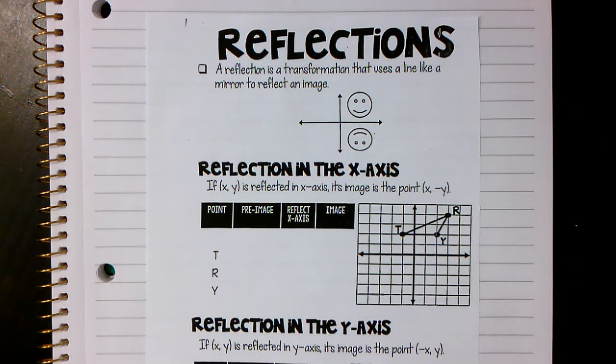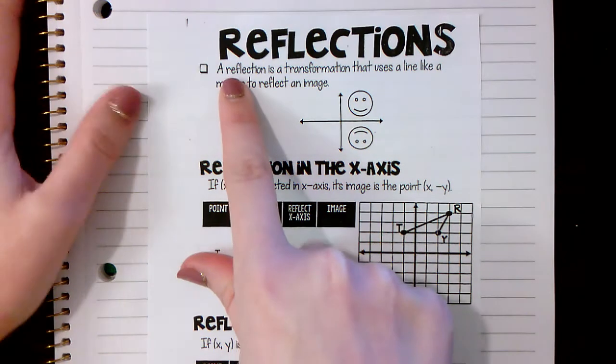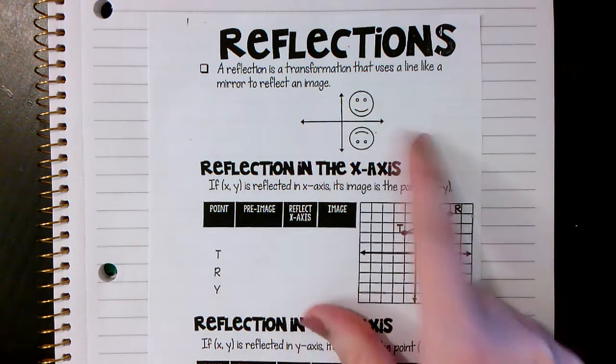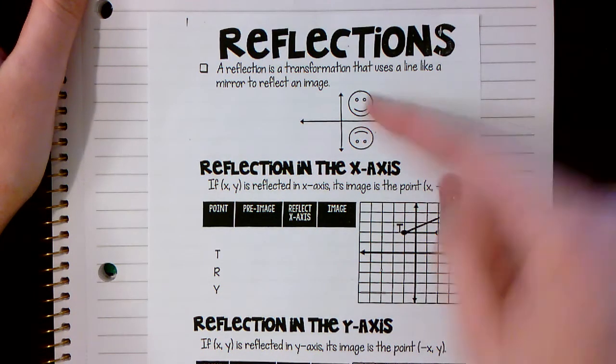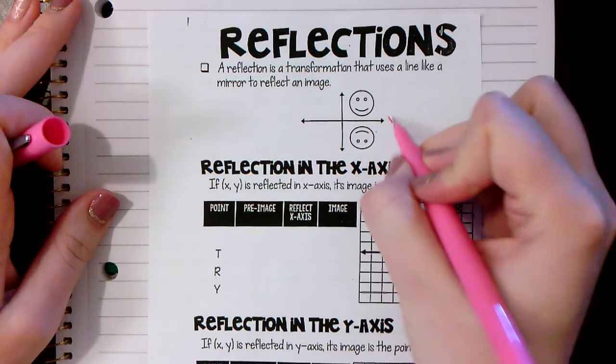So a reflection is a type of transformation that uses a line that's going to mirror our image. It's the exact same thing, but it's kind of flipped over a specific line. There are different lines that we can reflect over. Typically it's the x and the y axis. So I'm going to show you the first 2 examples. The definition is: a reflection is a transformation that uses a line like a mirror to reflect an image. So you see our smiley face here. We flipped it upside down across our x-axis. So this horizontal line is the x-axis.